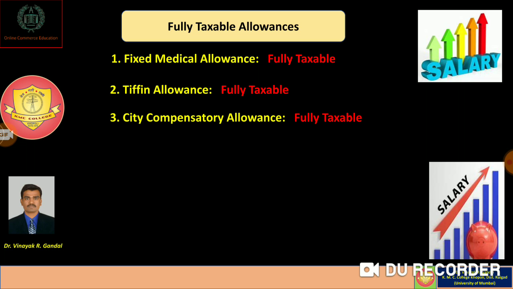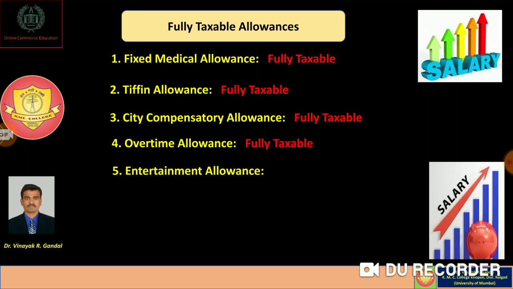The next allowance is called city compensatory allowance, which employees get from the employer against the high cost of living in cities, and it is also fully taxable as salary income. Another allowance which is also fully taxable is called overtime allowance. It is the allowance which an employee gets for extra work done in the company. So whatever overtime allowance is received by the employee from his employer is chargeable to tax, a fully taxable amount as part of salary income.